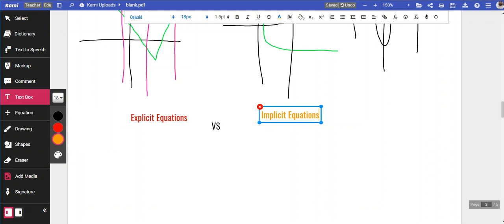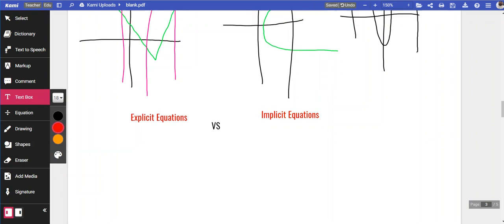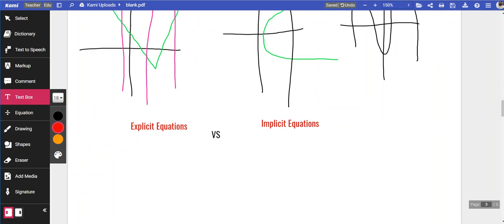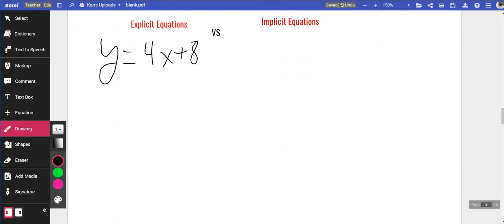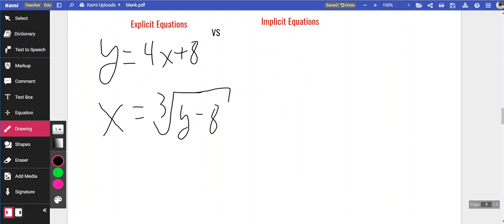Now, what is the difference between those? The difference is, for explicit, the equation is solved for a variable, like y equals 4x plus 8, or if you have something like x equals the cube root of y minus 8. Those are explicitly solved for something.